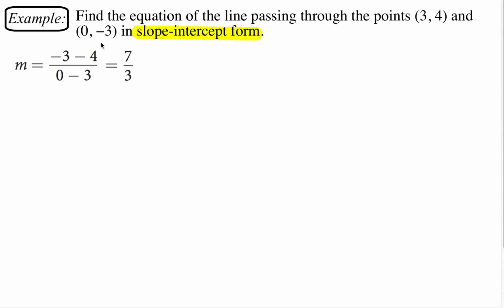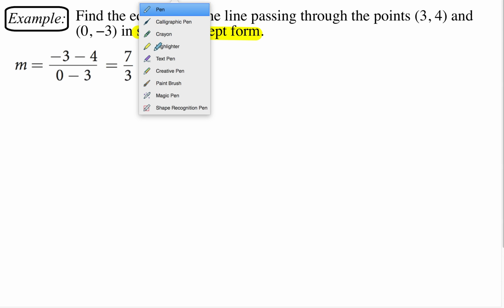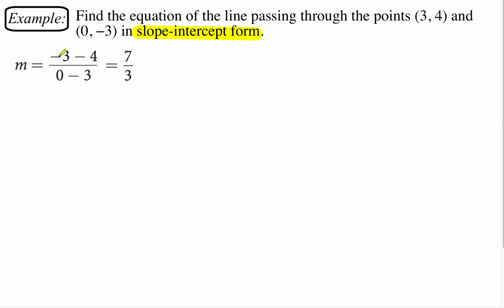This time I'll start with -3 minus 4. Remember, those are the y variables. Let me go ahead and highlight those to make this easier. -3 is this one, and 4 is that one. So we go -3 minus 4, and we're going to divide that by 0 right here minus 3 right there. So 0 minus 3 and -3 minus 4. We're always taking the difference in those. So our slope is 7/3. We end up with -7 over -3, which is +7 over 3.